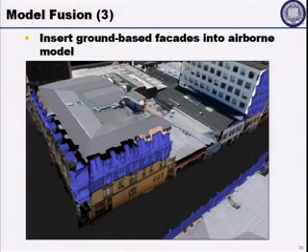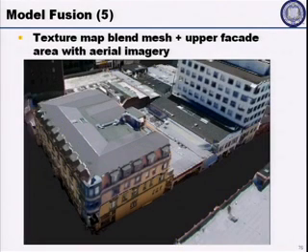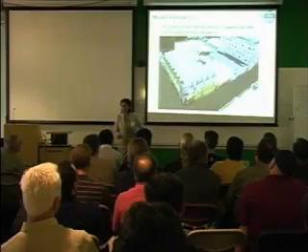Insert the ground-based model, which is shown here, and this part of the ground-based model doesn't have texture, but it is still ground-based. You can see that. And as you can see, there's some holes between the ground-based and the rooftop model. And what you do is we apply what's called a blend mesh to connect the two things together. And finally, you're slapping the airborne picture in order to paste or paint the upper part of the building, which didn't have texture. And so you can see that there's quite a bit of resolution difference and color adjustment that needs to be done.